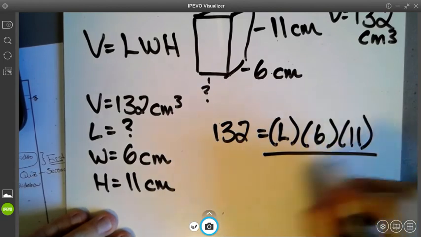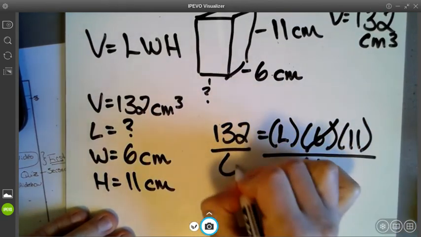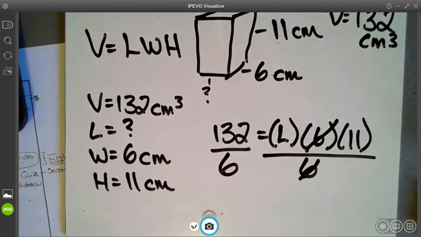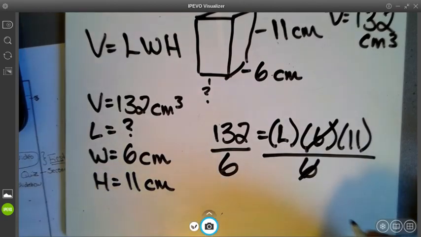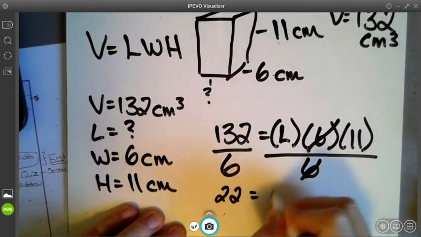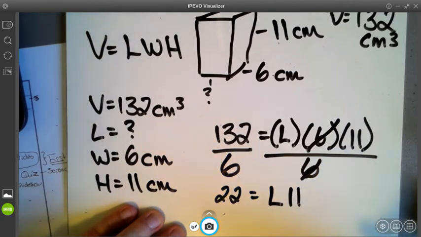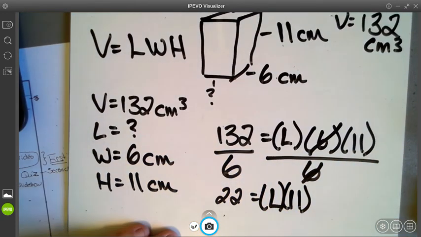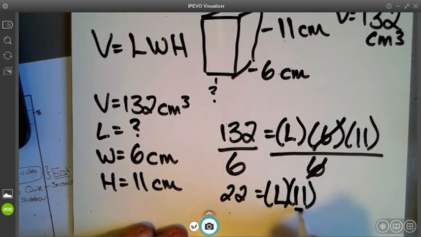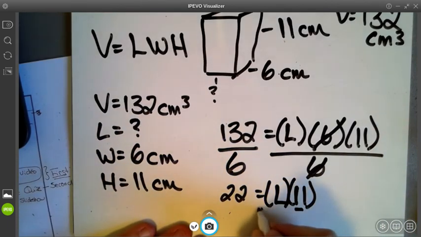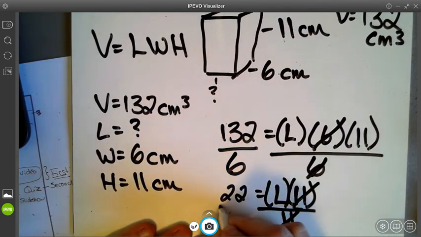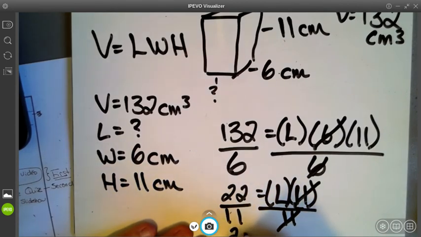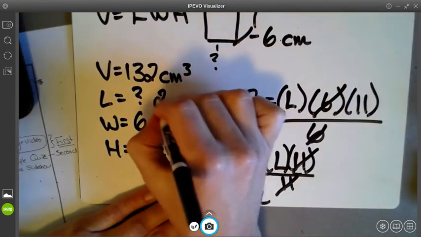Let's divide it. We want to get rid of the 6, so divide both sides by 6. 132 divided by 6 is 22. So now we have 22 equals L11. Normally, when we start talking about algebra, we'll say that the coefficient goes in front of the variable, but for now, we'll just leave it. We want to get the L by itself. So we divide both sides by 11, and that gives us our answer of 2 centimeters equals L. So our length is 2 centimeters.